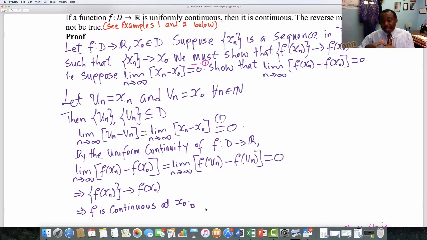But we do claim that if it is continuous, it may not necessarily be uniformly continuous. Is there something we can do to a continuous function to make it uniformly continuous? That is the question we would answer before the end of this lecture. But right now, I want us to give a few examples to illustrate the fact that f being continuous on a domain does not automatically imply uniform continuity.